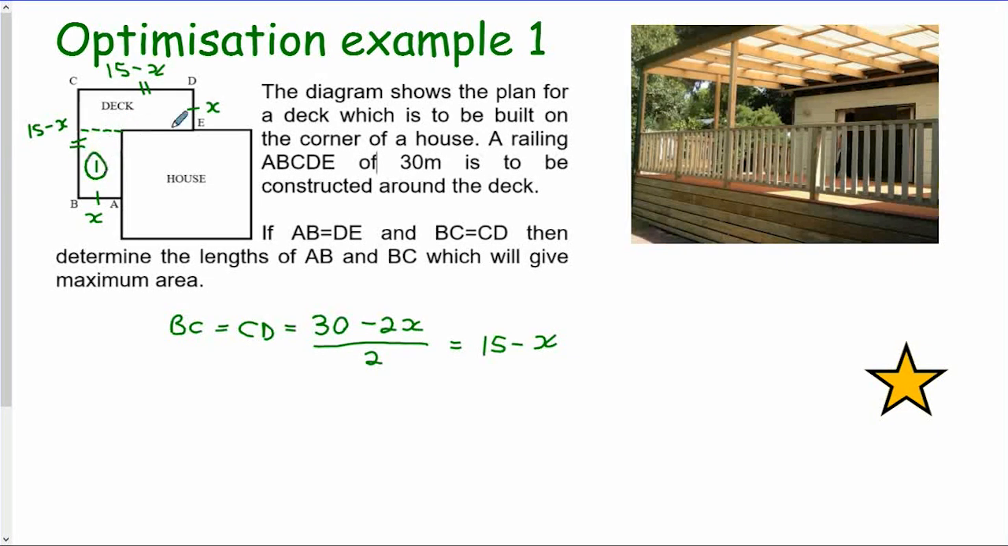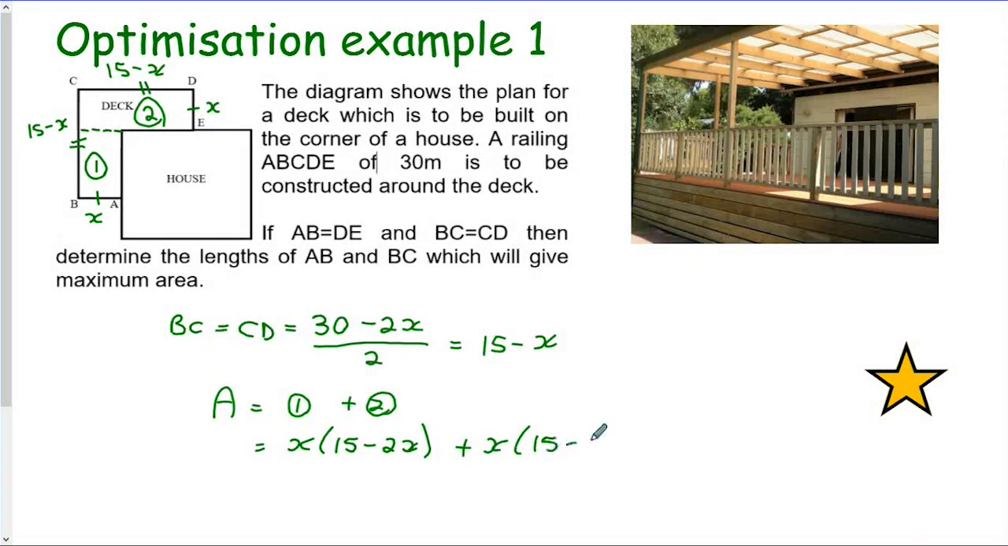Right, now I want to work out the area of this deck. So what I'm going to do is divide it into two rectangles and add those two areas together. So the area, the thing that I'm trying to maximize, is rectangle number 1 plus rectangle number 2. Rectangle number 1 has a base of x and a height that is 15 minus x minus this x. So it's 15 minus 2x. So it's x times 15 minus 2x. The other rectangle, number 2, is x times 15 minus x.